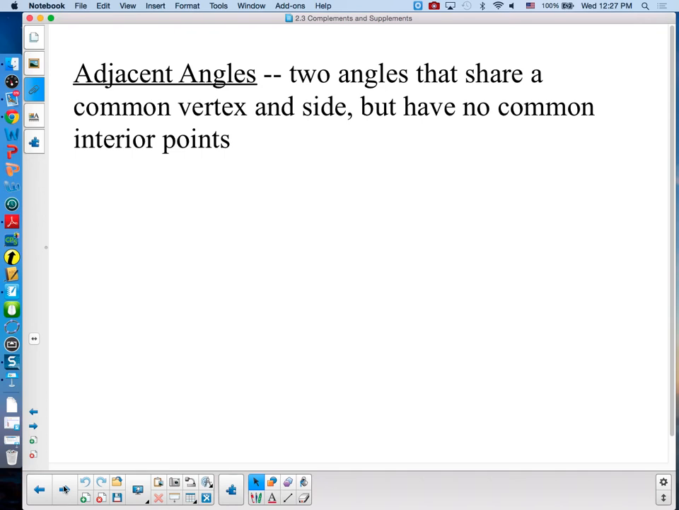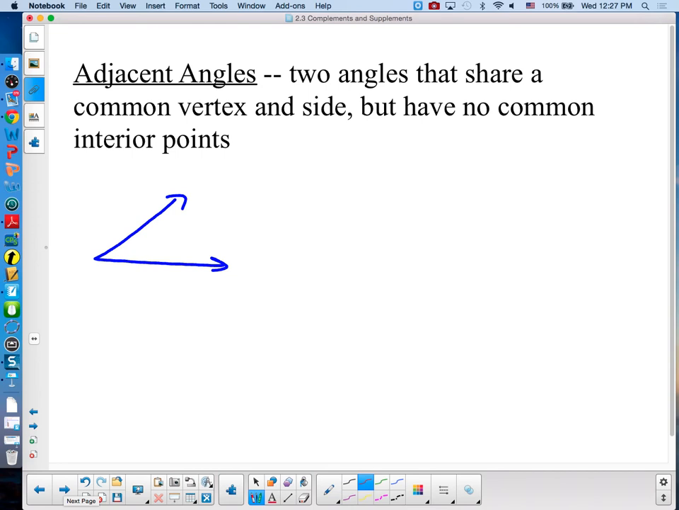We have to draw pictures to tell whether angles are adjacent or not. But it has to do with where they are positioned, how they're put together. Okay, so I'm going to use two different colors, two different angles. Okay, so here's one angle in blue. Then in red, I'm going to draw another angle that shares that same vertex.